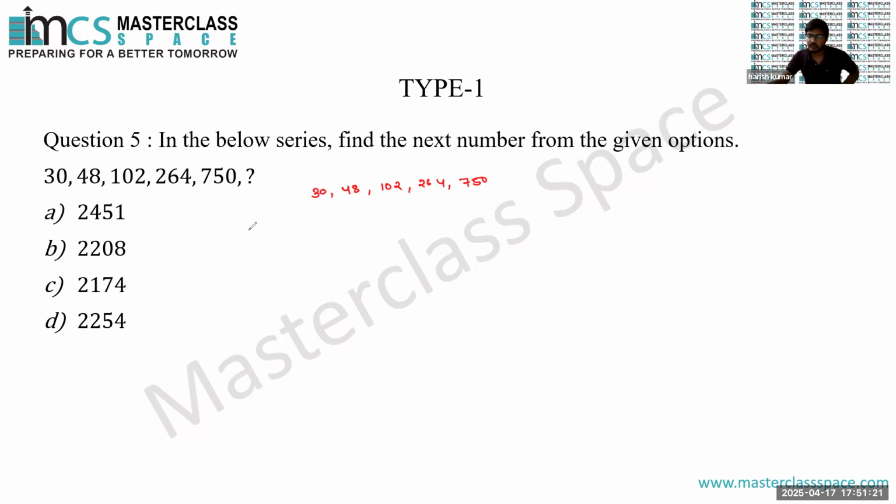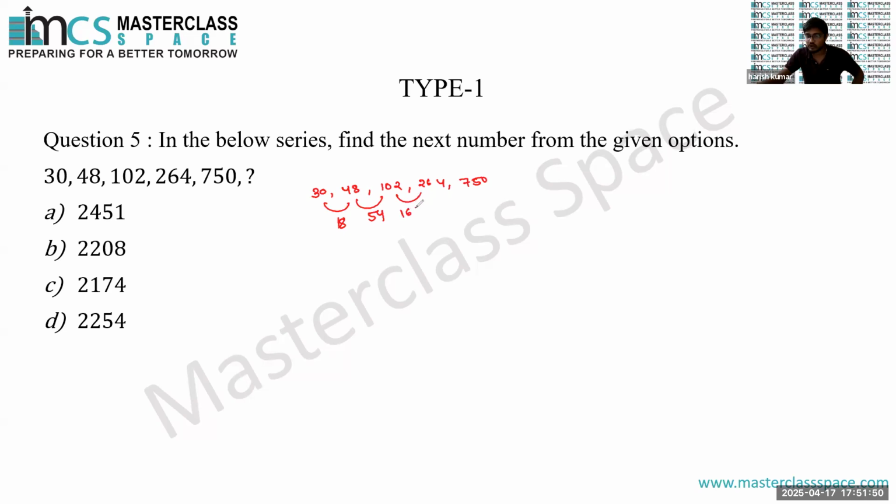Guys, again, first let's focus on the differences. That is the first approach that you have to try. Sometimes, as soon as you observe the series, there will be a good logic. If you are not able to observe that logic, then the first step is to go for the differences, right? So here the difference is 18. Here the difference is 54.